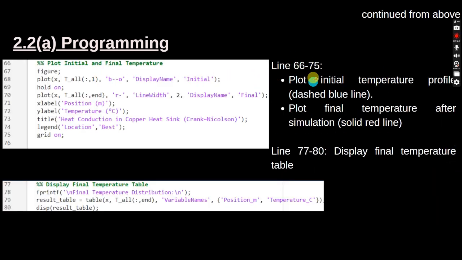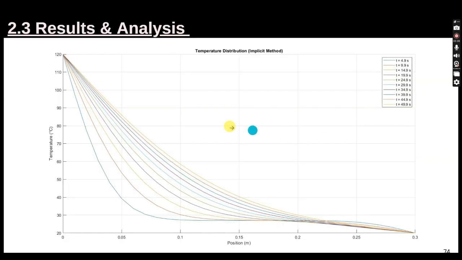From line 66 until 75, it plots the initial temperature profile and also the final temperature profile after the simulation. And line 77 until 80, it displays the final temperature table.